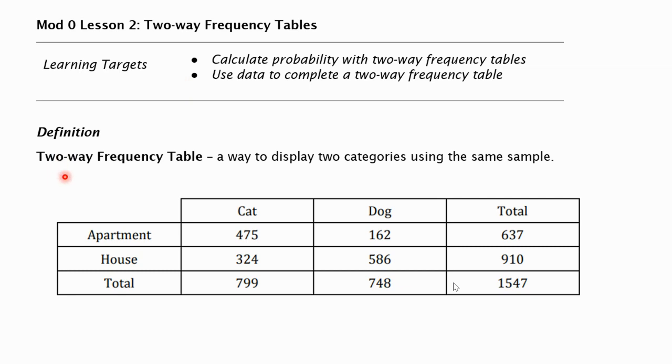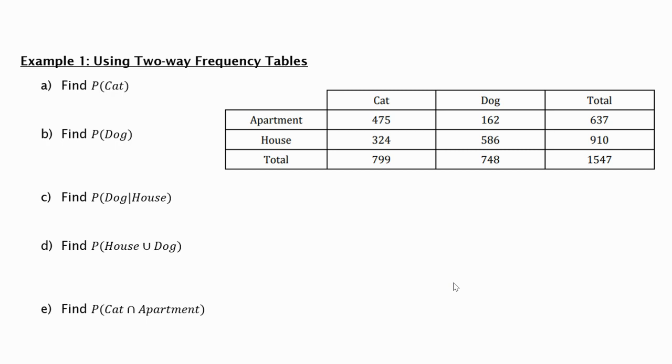A two-way frequency table is a way to display multiple categories from the same sample size or same data. This is similar to what you learned back in Math 1 when you did probability. In this first example, we're looking at a set of data and breaking it up into different categories: cat and dog, and also people who live in an apartment versus a house.